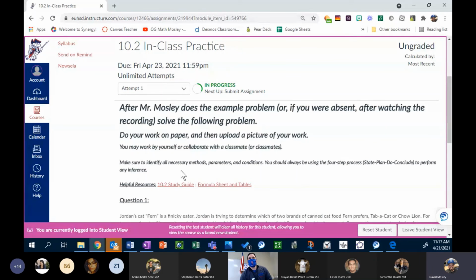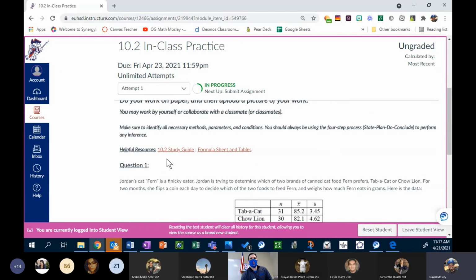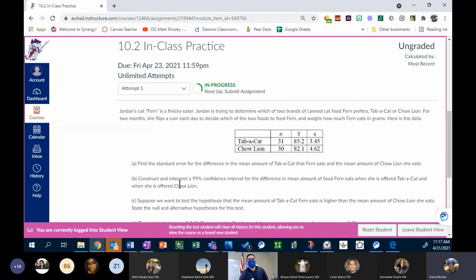Make sure to identify all necessary methods, parameters, and conditions. You should always be using the 4-step process: state, plan, do, conclude to perform any inference. I also have in this assignment the 10.2 study guide, similar to the one you saw yesterday for 10.1. And again, I have a link to the formula sheet and tables. And then we have the question.